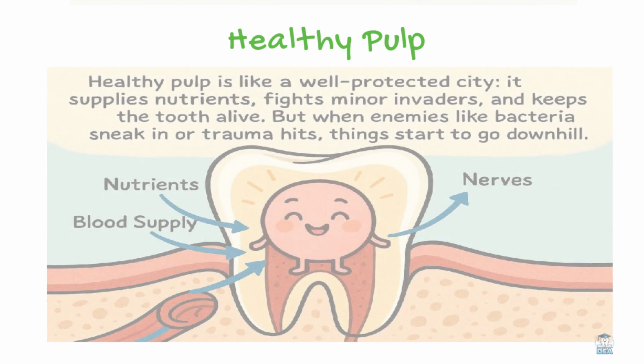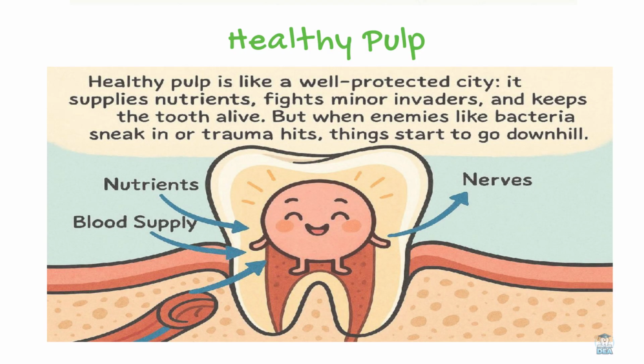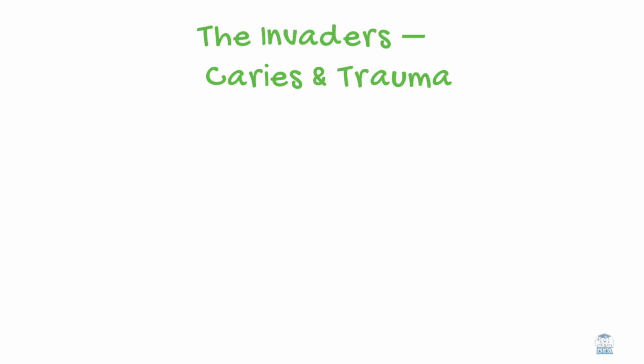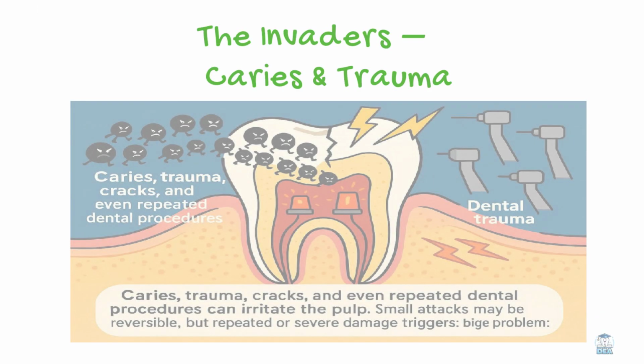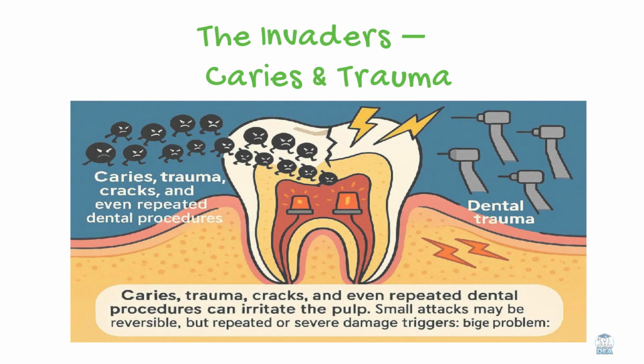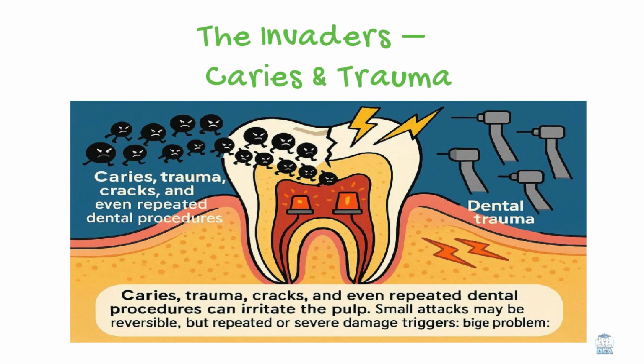Healthy pulp is like a well-protected city. It supplies nutrients, fights minor invaders, and keeps the tooth alive. But when enemies like bacteria sneak in or trauma hits, things start to go downhill. Caries, trauma, cracks, and even repeated dental procedures can irritate the pulp. Small attacks may be reversible, but repeated or severe damage triggers a bigger problem: inflammation.